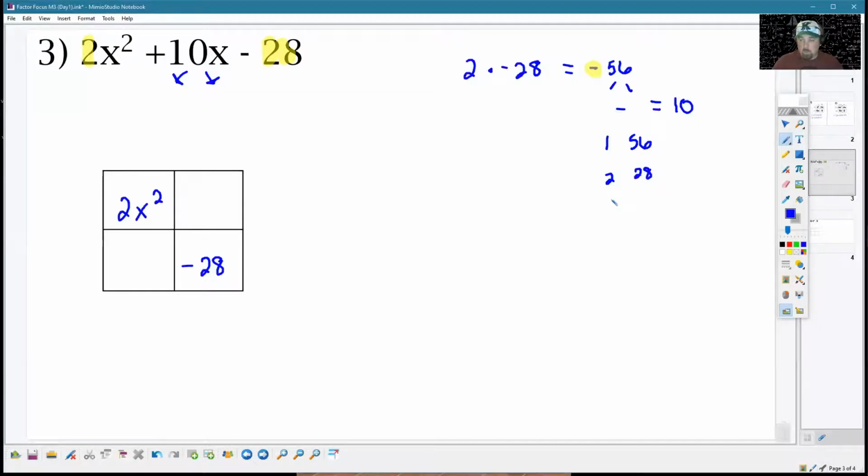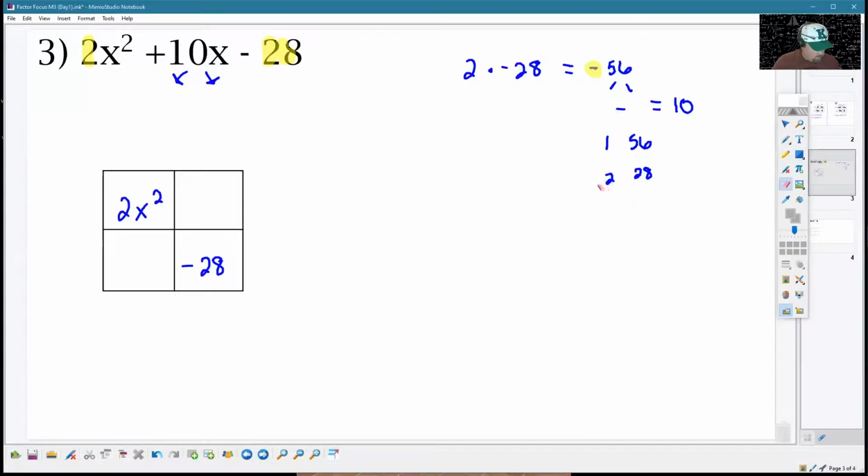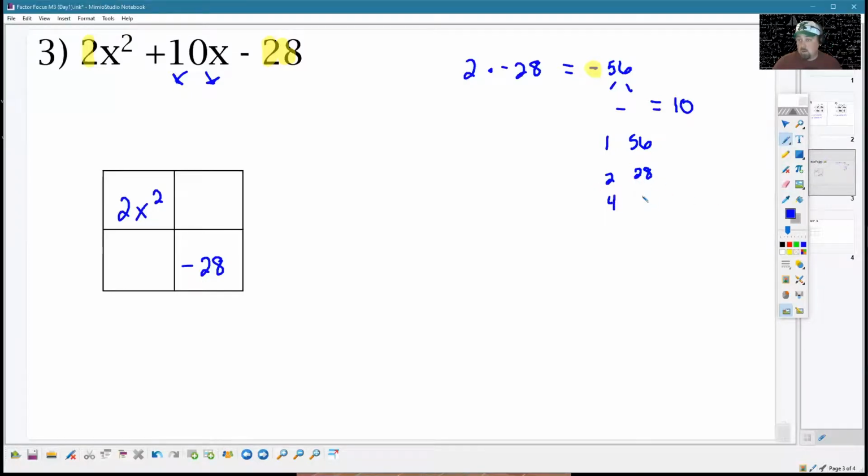What about 3? Will 3 work? Well, how do we determine that? We're going to go 56, so we're going to divide it by 3 and see if we get a whole number. It gives me 18.6, so 3 is not going to work. 4 does, though. So let's do 56 and divide it by 4, and we get 14.